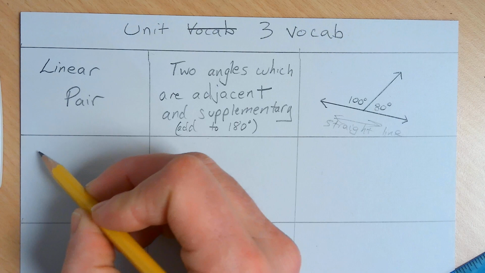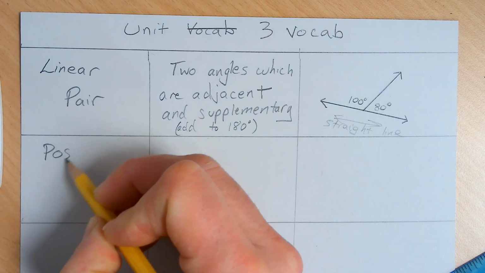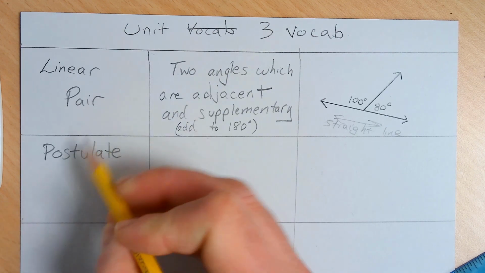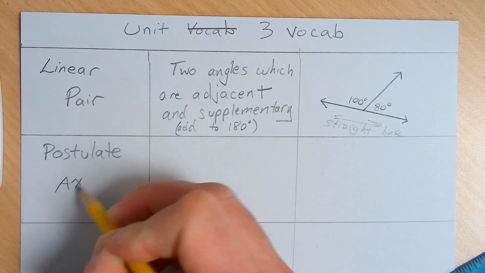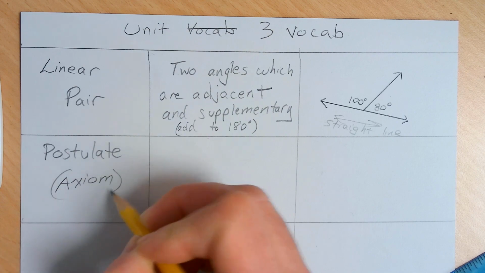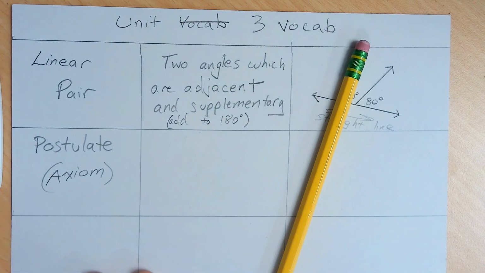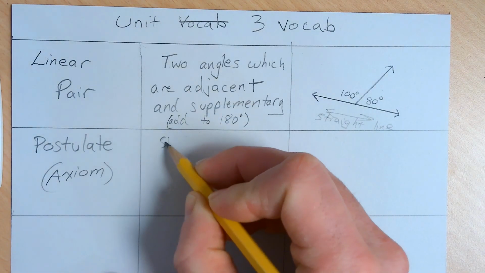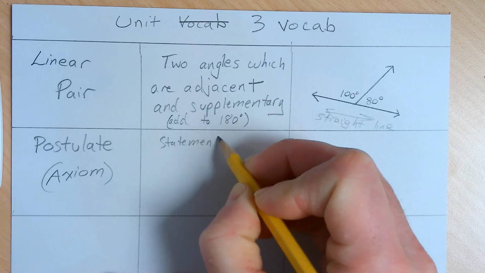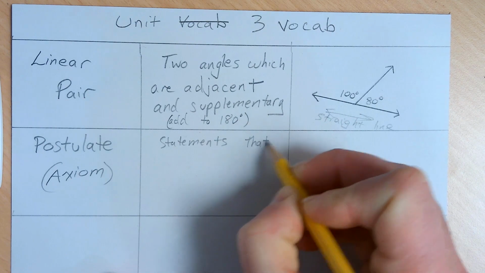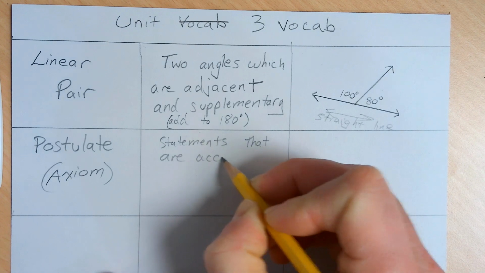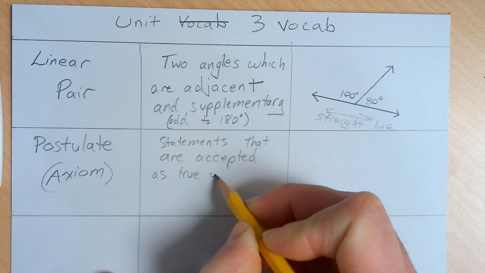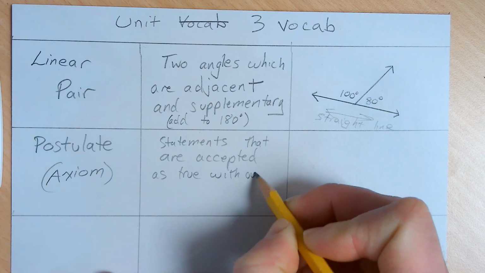Switch it up here for a second. I think we've done axiom before. A synonym for axiom is postulate. And these are statements that are accepted as true without a proof.